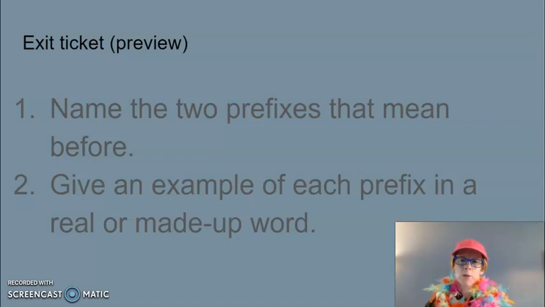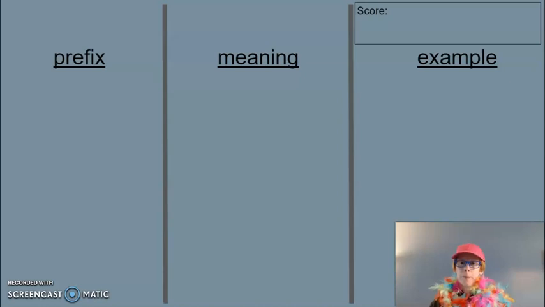Our exit ticket preview is that today you will name two prefixes that mean before. You're going to give an example of each prefix in a real or made-up word. You should have your notebook set up like this, but if you still need a moment to do so, pause the video now.